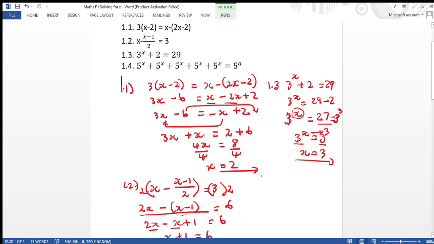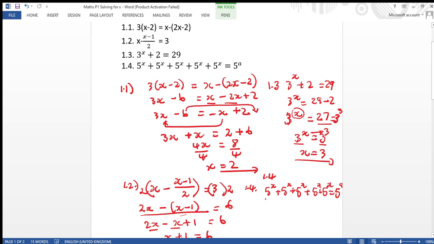And then question 1.4. Okay, it's quite bizarre. Let's write it here. 1.4. We have 5 to the power x plus 5 to the power x, which occurs about 5 times, all of that is equal to 5 to the power 8.